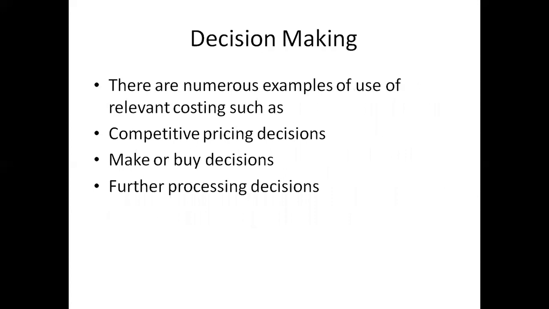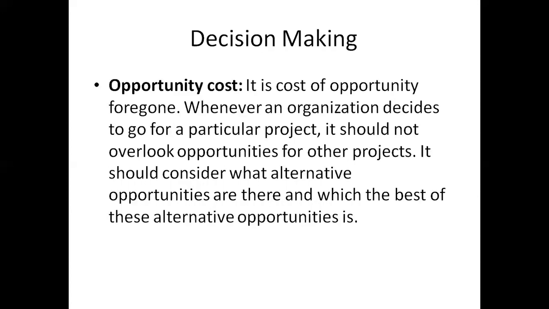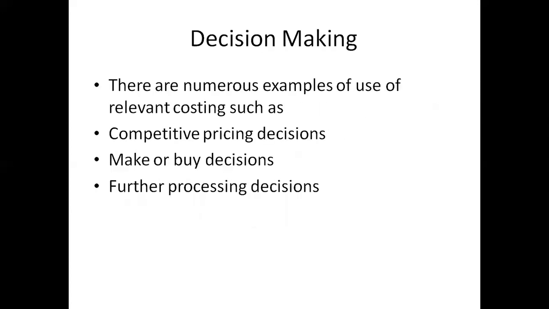Now there are numerous examples of use of relevant costing. Competitive pricing decisions, for example, when you are bidding for a government contract or any other kind of tender: in competitive pricing, the lower the price you can offer, the better the chance of you getting the contract.